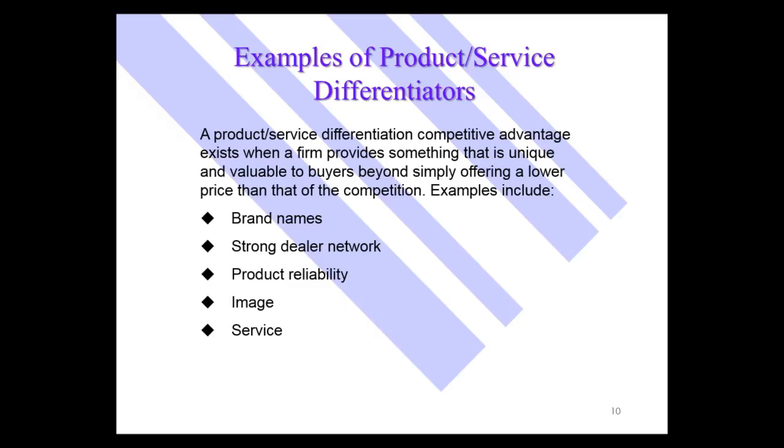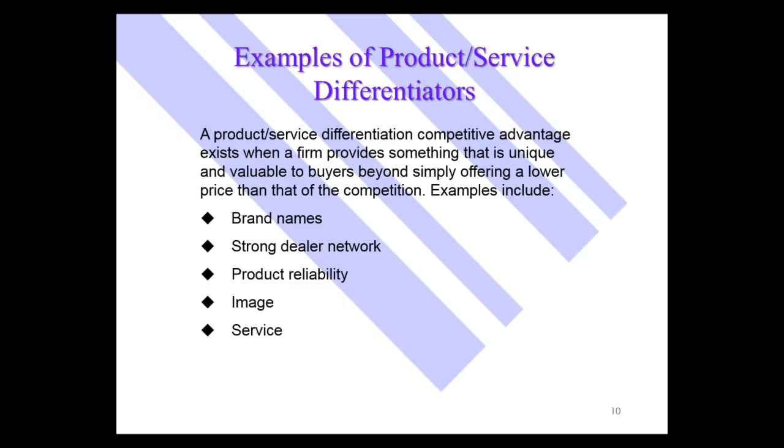Product differentiation competitive advantage exists when a firm provides something that's unique and valuable to buyers. That's the problem with the Spreckels package. Not that many buyers thought that was that valuable. Now, examples of product differentiators are branding, strong dealer network, product reliability, it works better, or the image which goes along with the branding, and so on.